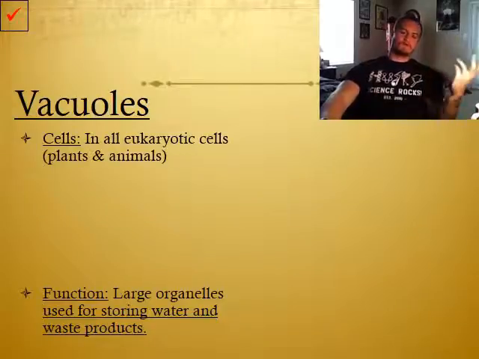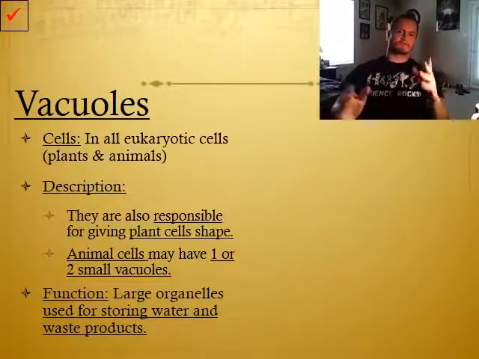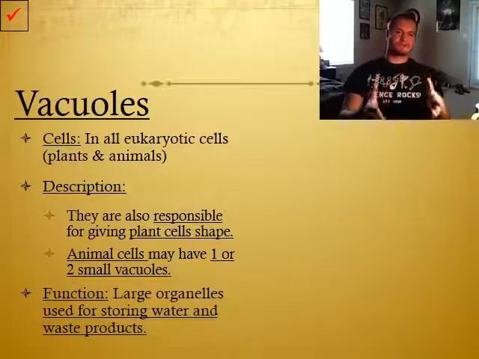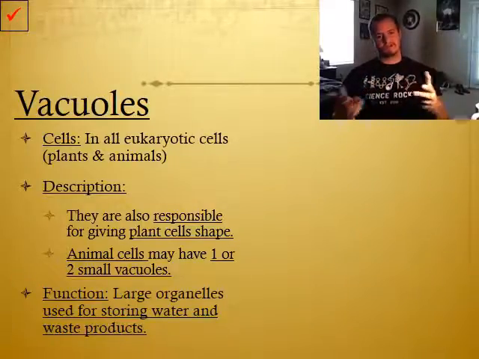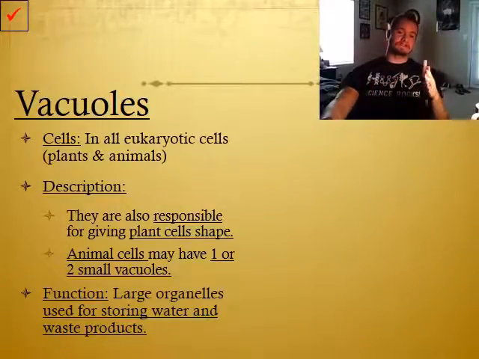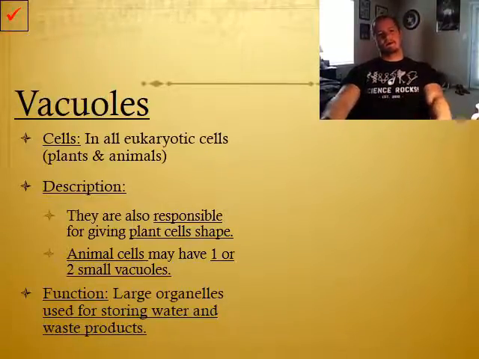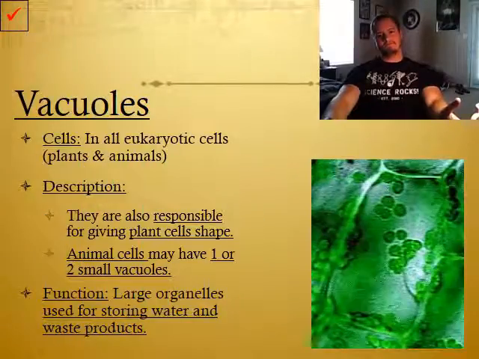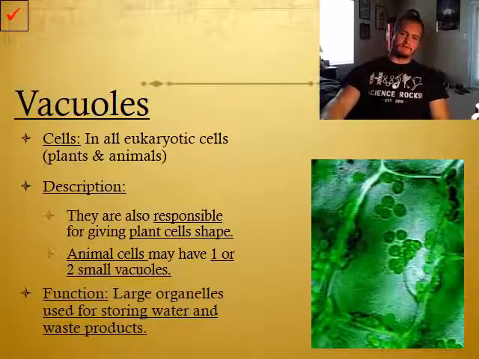So they are found in all eukaryotic cells, both plants and animals. And the description is they are responsible for giving plant cells their shape. Animal cells do have vacuoles, but normally they're one or two very small ones. The big difference for this is, think about it. They store water, right? They're like water storage tanks. What type of cell needs more water? Plants or animals?